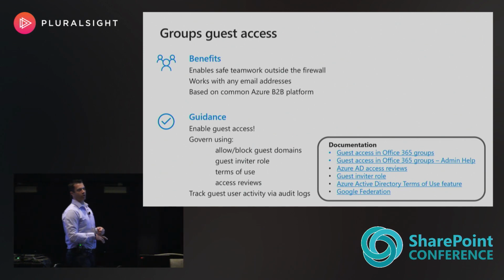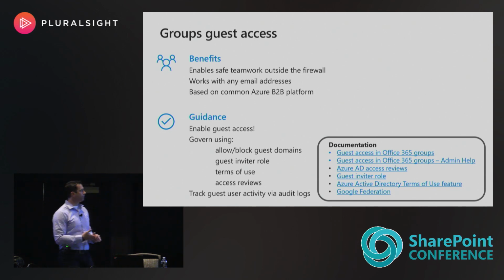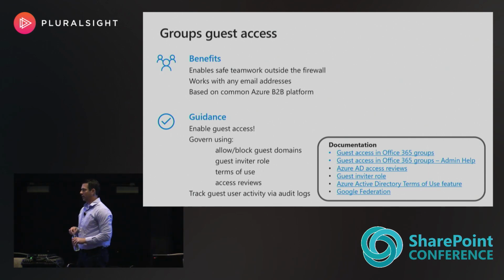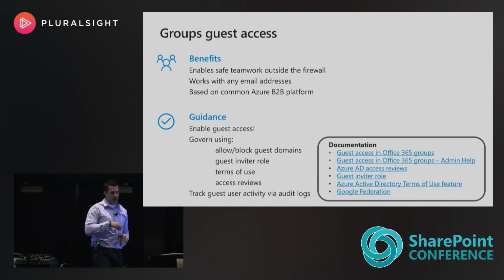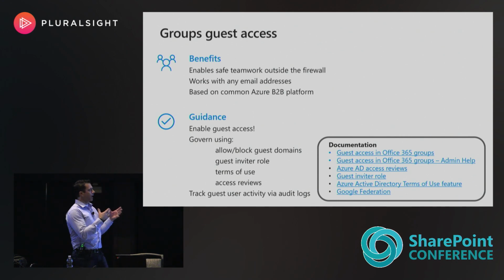And then now you can actually create new workflows around reattesting that these guests should still have access to your tenant. You can allow and block certain domains. So when you talk about best practices, there are some customers that block certain domains from key competitors, or you can specify a whitelist if there's only certain domains that you want to allow. Here on the right side, I've got a set of links around how you can go configure guest access in Office 365 groups if you want to tweak some of those settings.